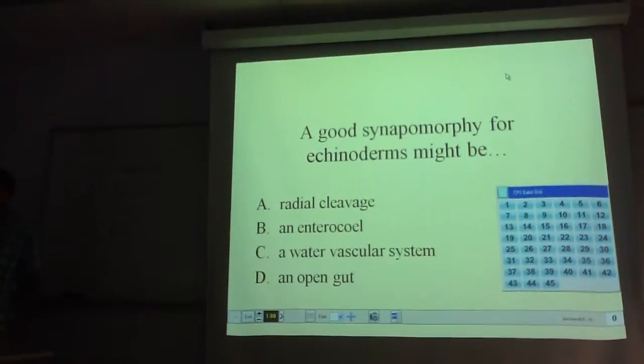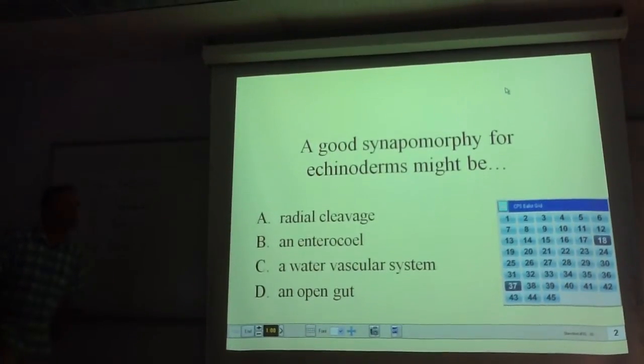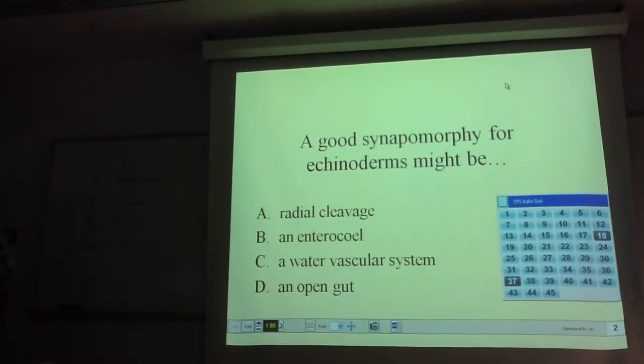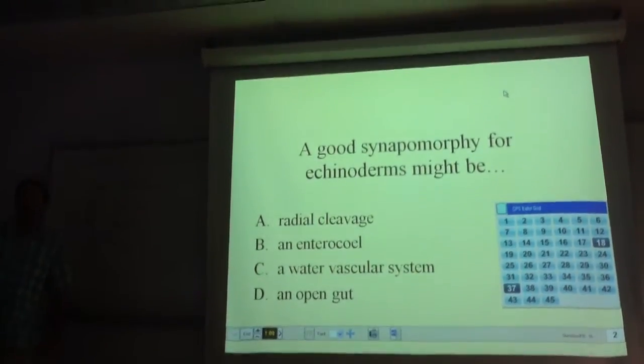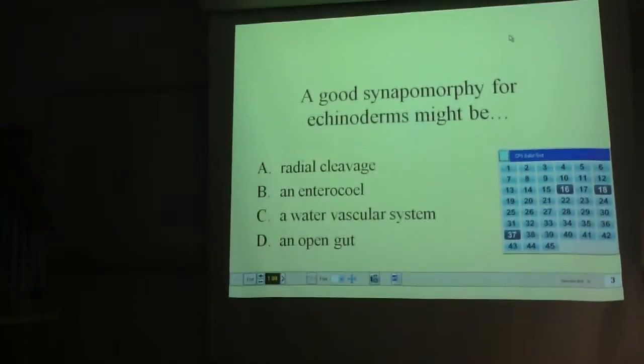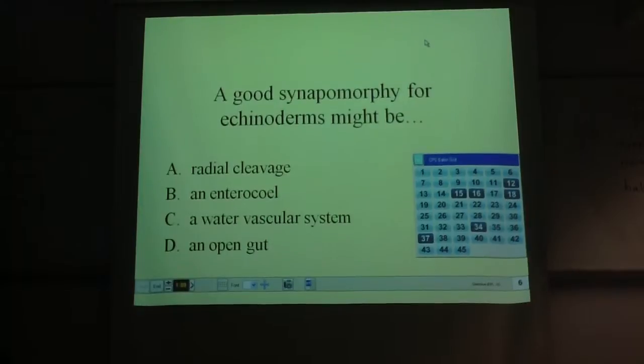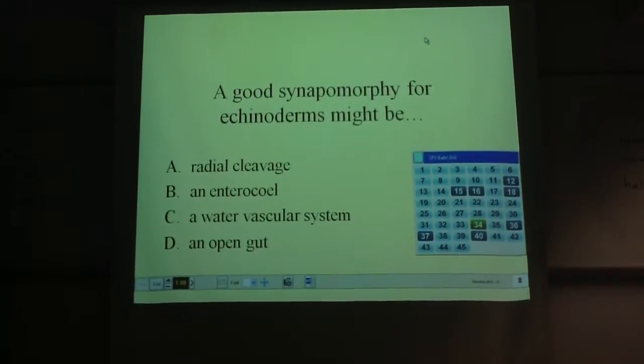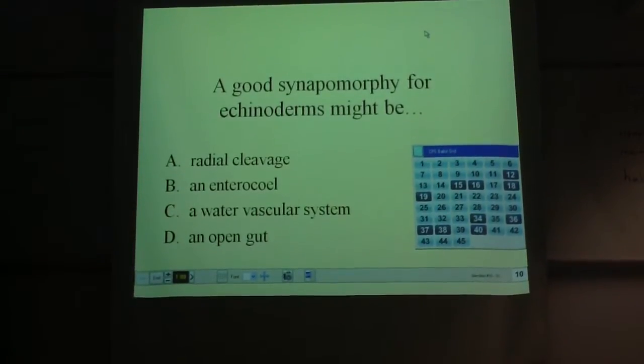Okay, so what would be a good synapomorphy for echinoderms? See, didn't I tell you back in January you weren't going to escape this phylogenetic terminology? Here we are. Hopefully you all know what a synapomorphy is, do you? What is a synapomorphy? It's a character that evolves on the branch leading to the last common ancestor of a clade or a monophyletic group. Something that can define that group, right?